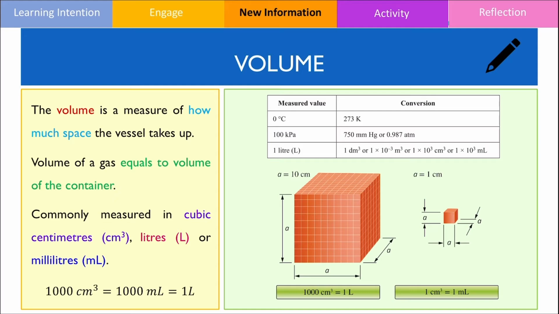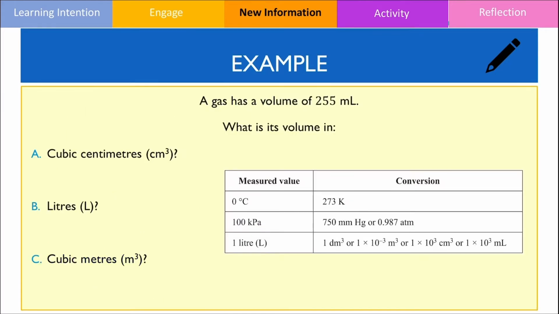Fortunately, VCAA has generously given us the conversion factor to help us convert between different units for volume. Let's have a go at converting between volume units in a few examples. Because we know there's a 1-to-1 ratio between milliliters and cubic centimeters, 255 milliliters is equal to 255 cubic centimeters. For part B, we can convert milliliters to liters by dividing by 1000, giving us an answer of 0.255 liters. And for part C, we need to convert volume in cubic meters.